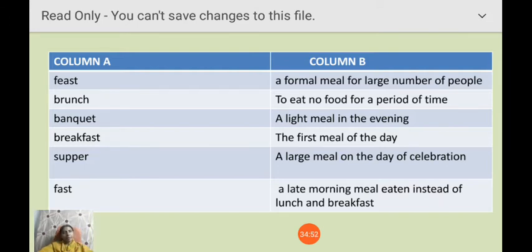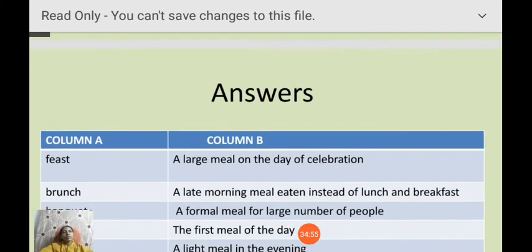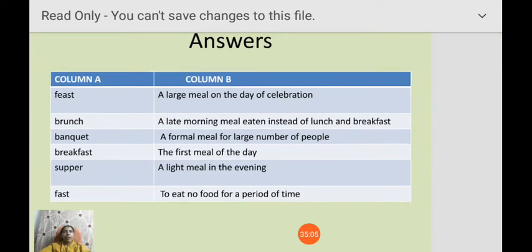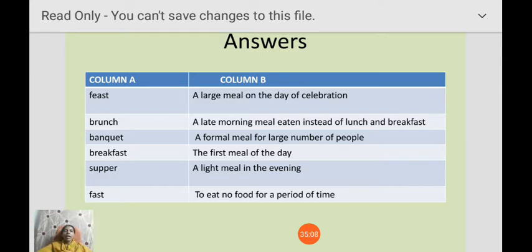Now look at the answers. Feast: a large meal on the day of a celebration. We are celebrating, and on the particular day of celebration we arrange a large meal. Such meals are called feasts. Whatever the kind of celebration it may be, for example, a reception. You go for a marriage reception. It's a feast.